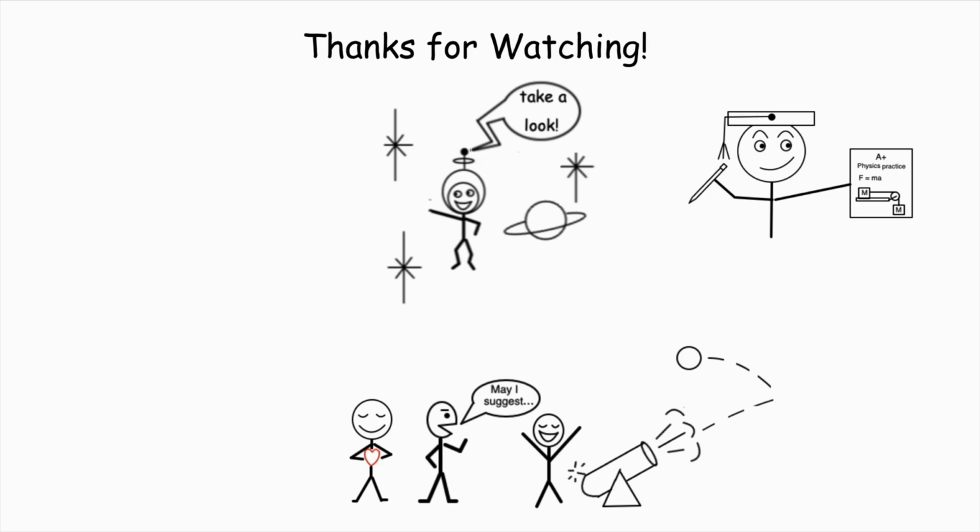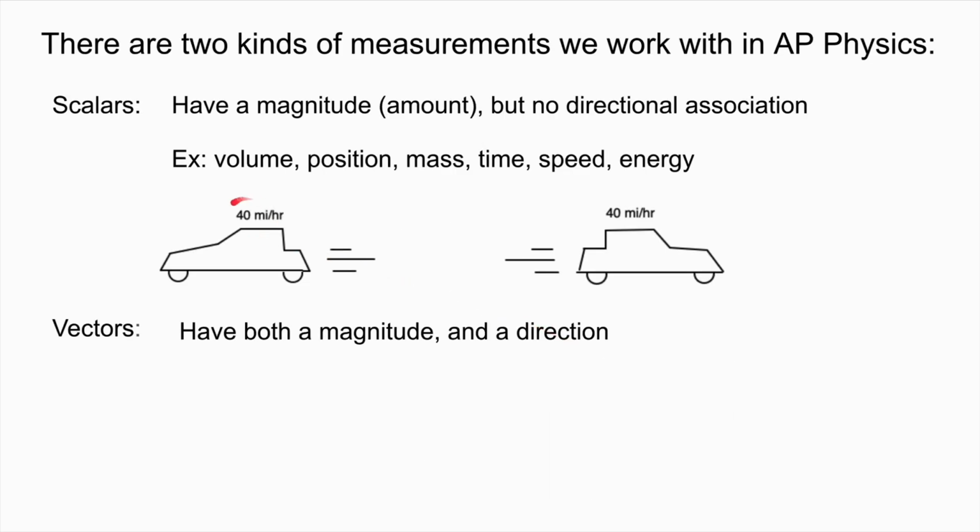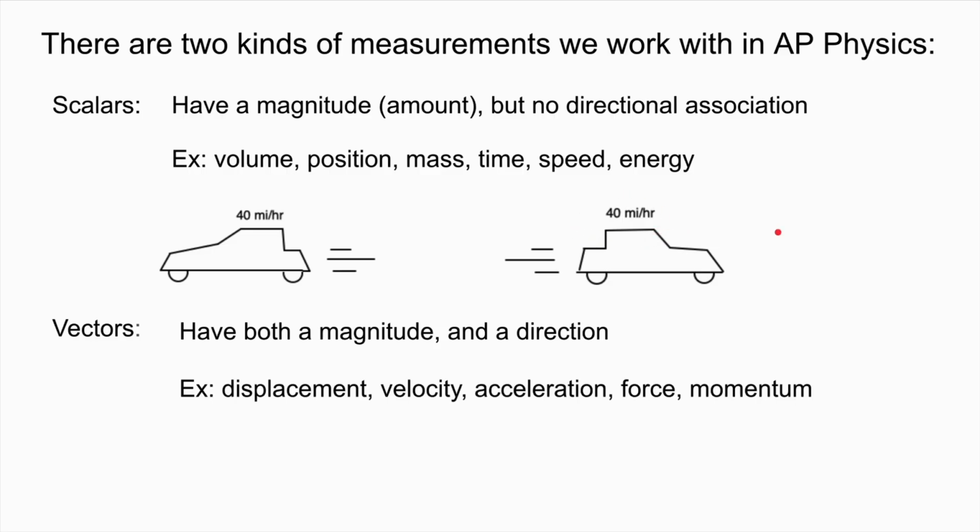But they also have a directional component to them. This one's vector is 40 miles an hour to the left, whereas this one's 40 miles an hour to the right, and that's not the same thing. So the measurements that we'll deal with this year that are vector quantities are things like displacement, velocity, acceleration, force, and momentum. And these three here we'll deal with in the first unit of the year.